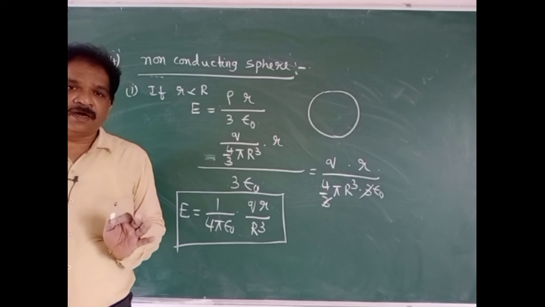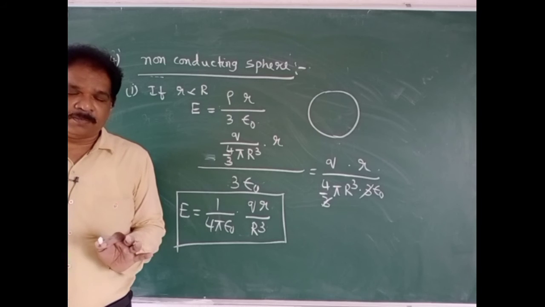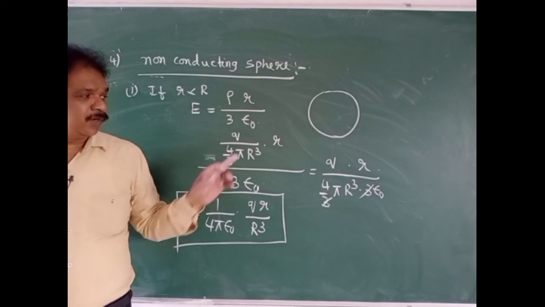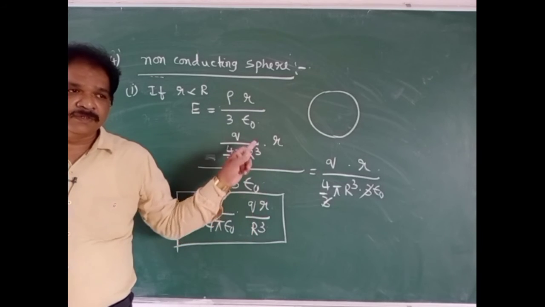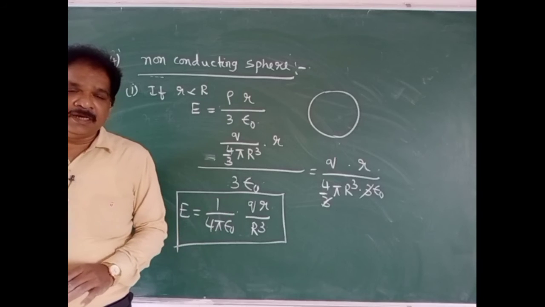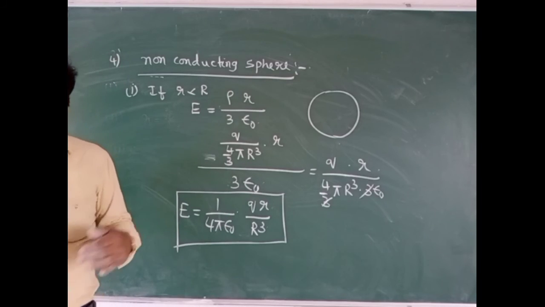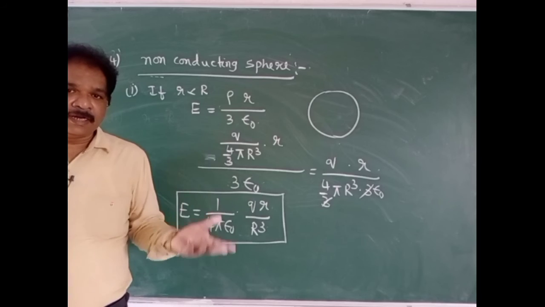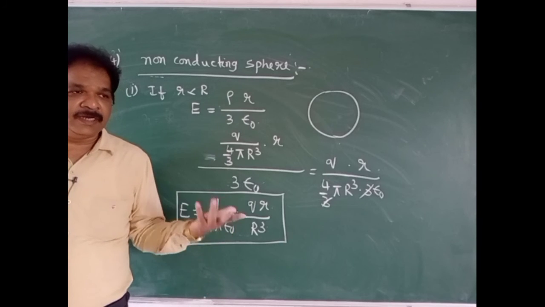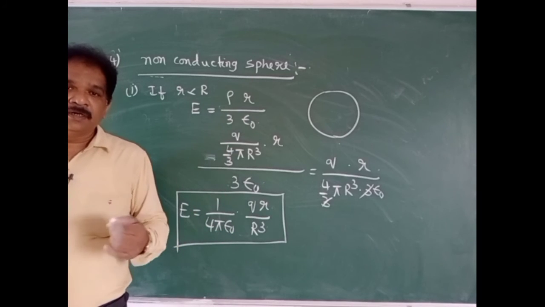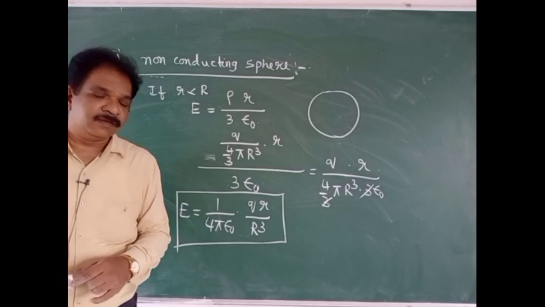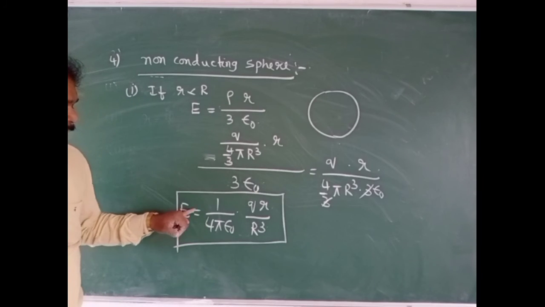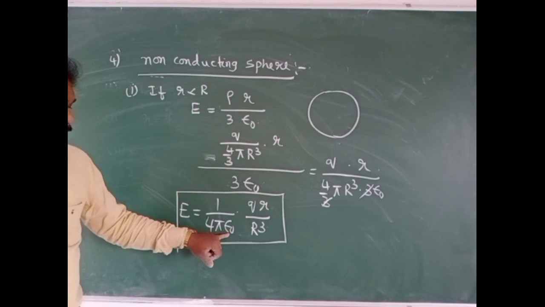Formulas are hard. Actually, while doing the problems of physics, you have to mug up all the formulas. You have to know the terminology of those formulas. Different situation, different formula will be there. Conducting sphere, inside there will be no field. Non-conducting sphere, inside field will be there. What is the field intensity formula?